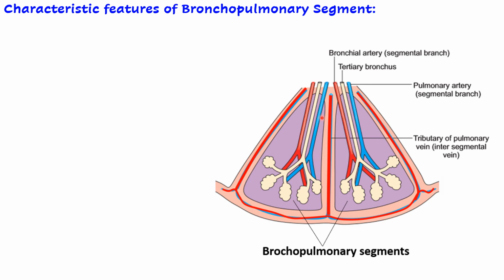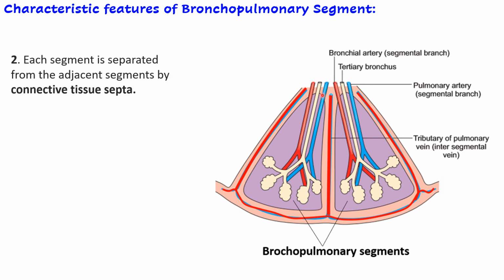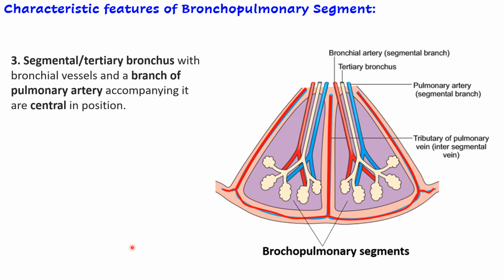Now let us see one by one the characteristic features of the bronchopulmonary segment. First, each bronchopulmonary segment is pyramidal in shape, which can be appreciated here, and it has an apex and a base. The apex is always directed towards the hilum and the base is directed towards the surface or periphery of the lung. The second characteristic feature is that each segment is separated from the adjacent segment by connective tissue septa. They are clinically important, so I'll tell you about that a little later.